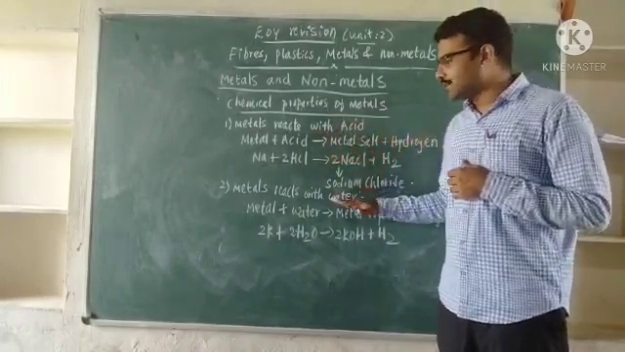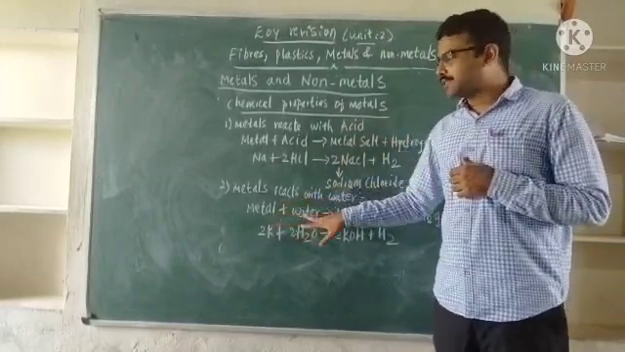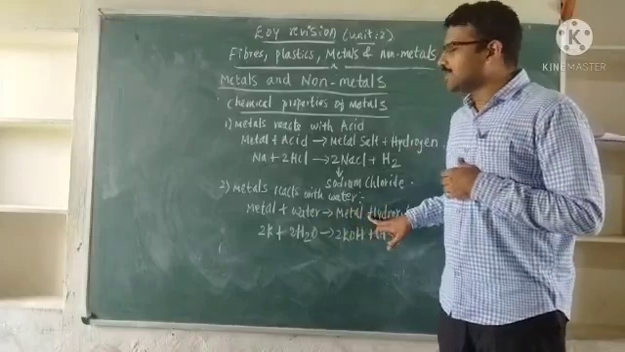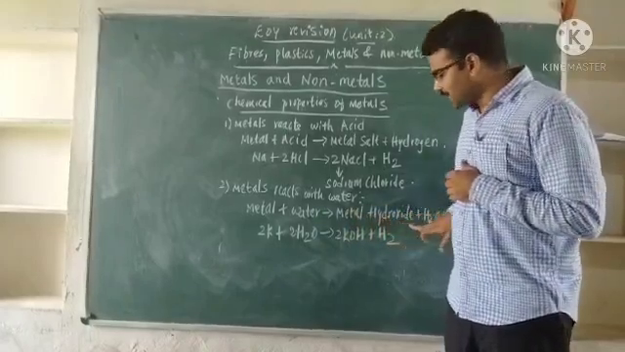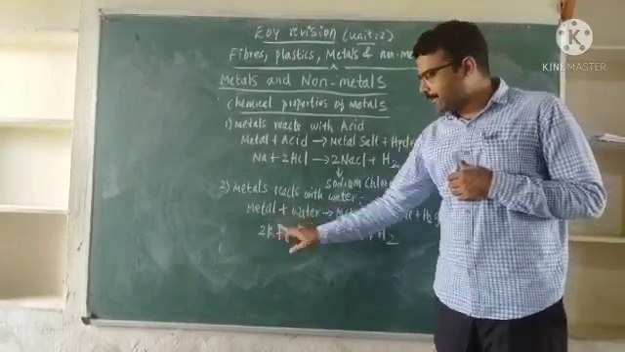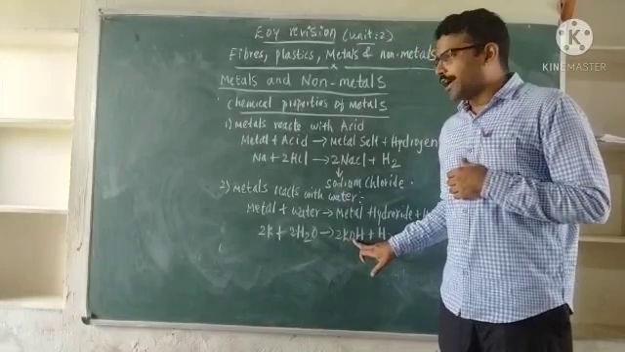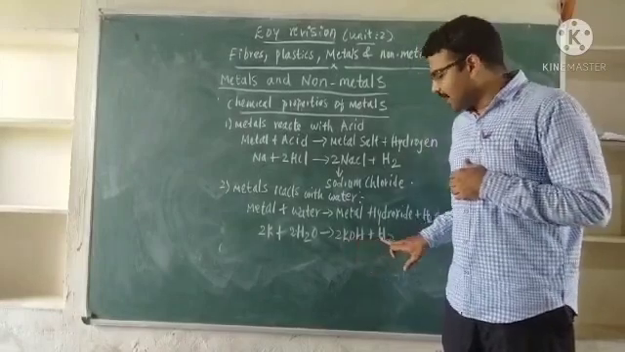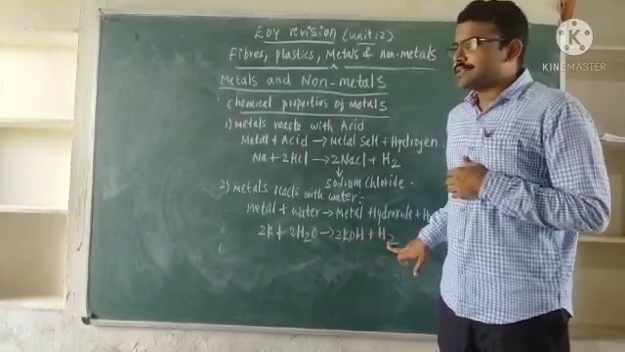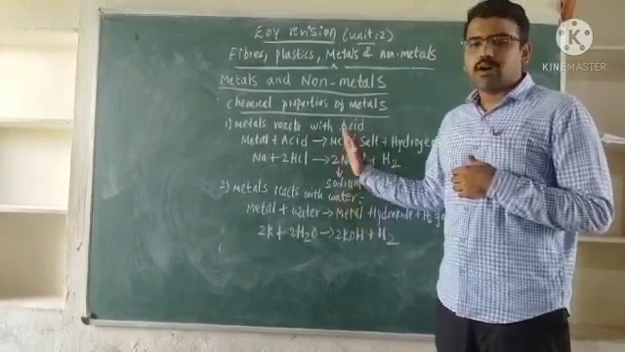The second one is that metal reacts with water. Whenever a metal reacts with water, it provides metal hydroxide plus hydrogen gas. For example, potassium reacts with water to give potassium hydroxide, and hydrogen gas is liberated. These are two chemical properties of metals.